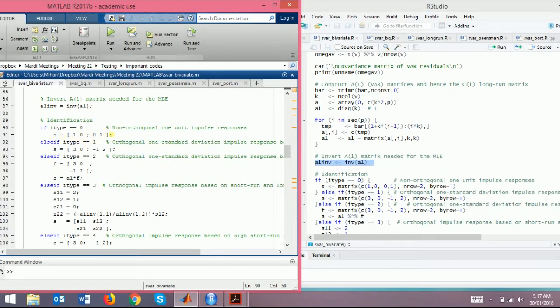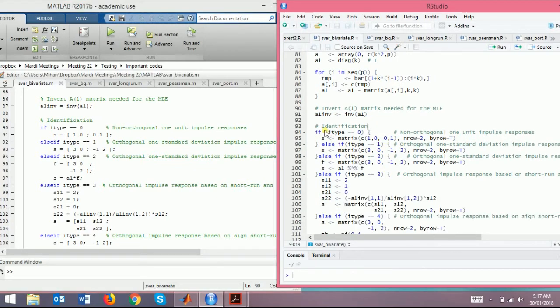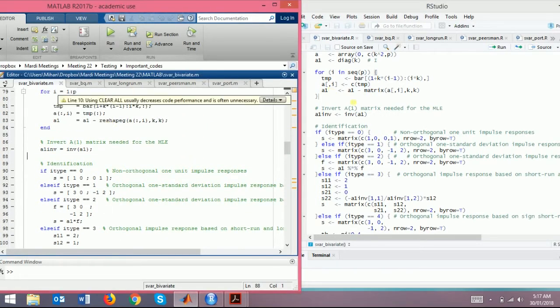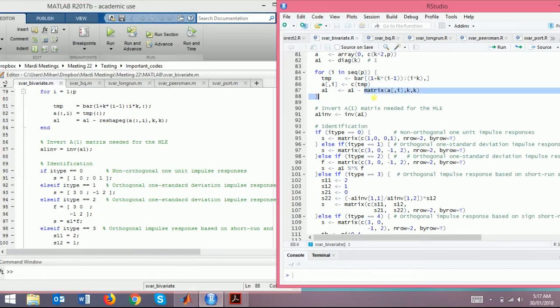If our I type is 0, that is non-orthogonalized with 1 unit impulse response, according to the question, we have S 1001, right? If there is no non-orthogonal unit impulse response, else if I type, beautiful, the equation is exactly the same. Oh, this reshaping can be done very easily in R with just creating the matrix, that's all, nothing else. So you are saying create a matrix with k by k, that's all. We don't have to call for a reshaping here.